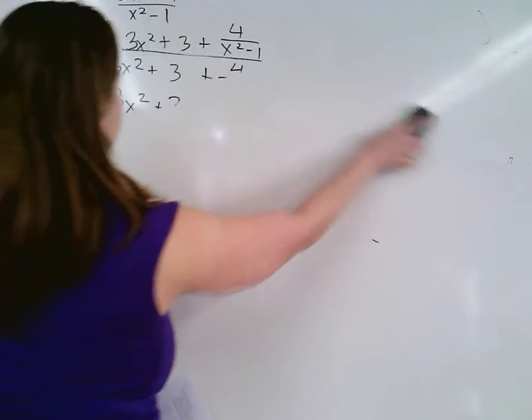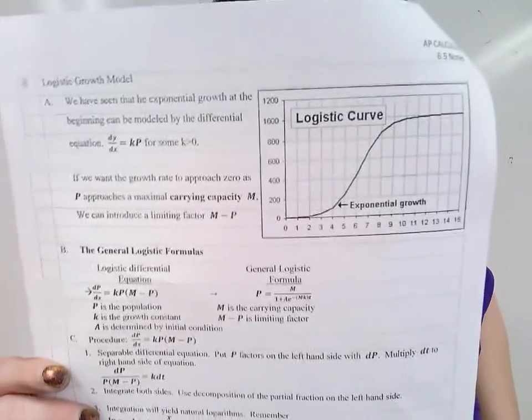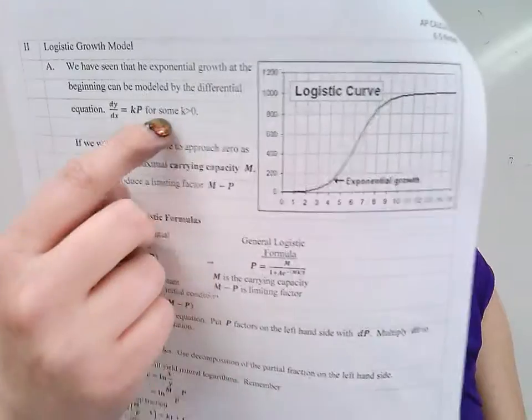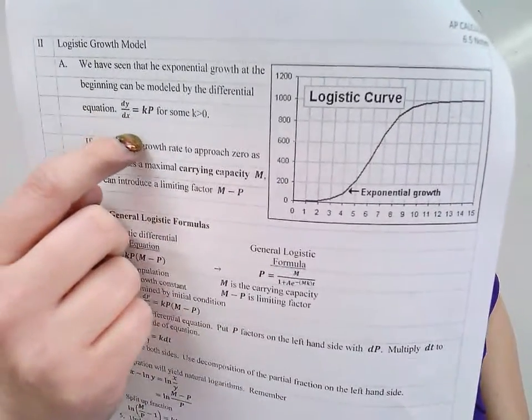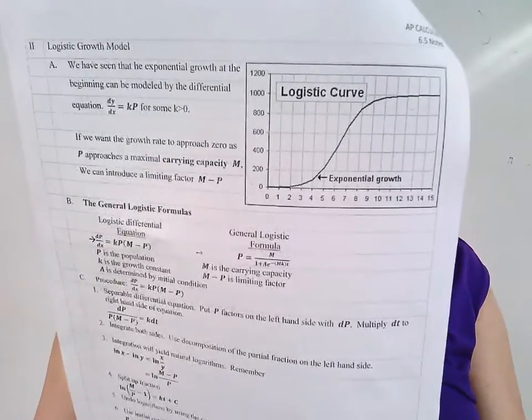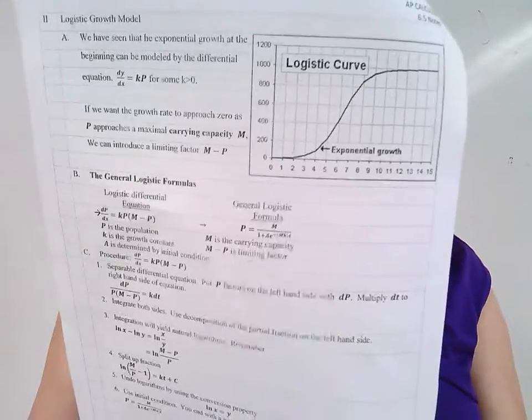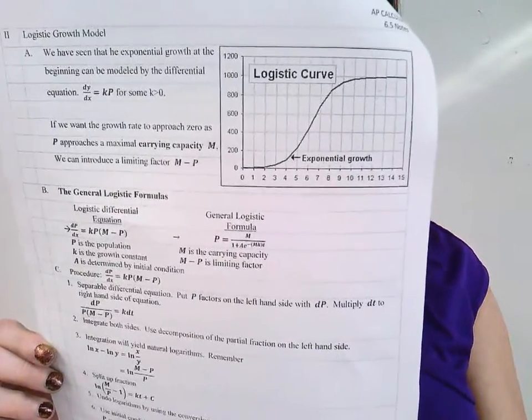But it will also help increase your knowledge of partial fraction decomposition and how things work out. So the logistic function. Okay, so exponential growth, so this is supposed to be dP over dt equals kP for some k greater than 0. So if we want the growth rate to approach 0 as P approaches a maximum carrying capacity M, we can introduce a limiting factor M minus P.